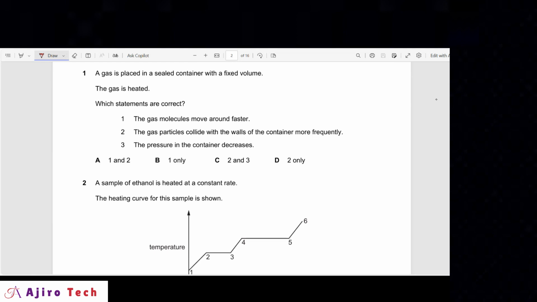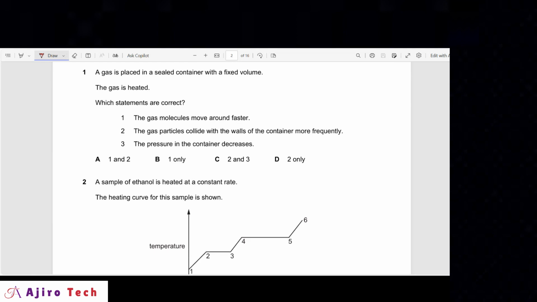You're very fast with solving these questions is to use the elimination method, basically. That is what I'll be using majorly as we progress in solving this question. So question one, the gas is placed in a sealed container with a fixed volume. Now, this is very important. The volume of the gas is fixed.